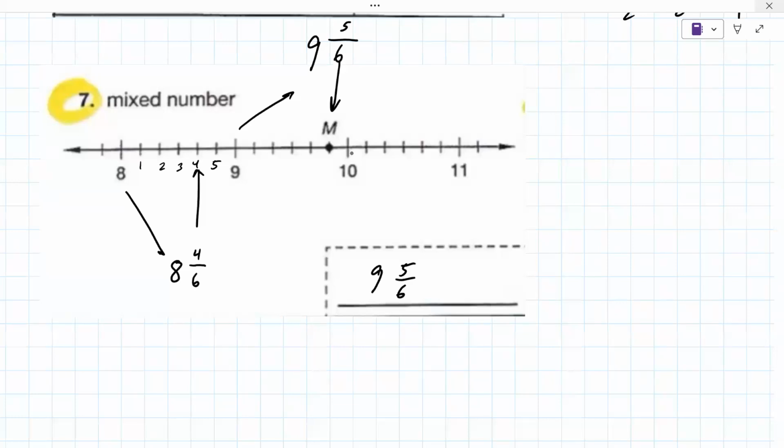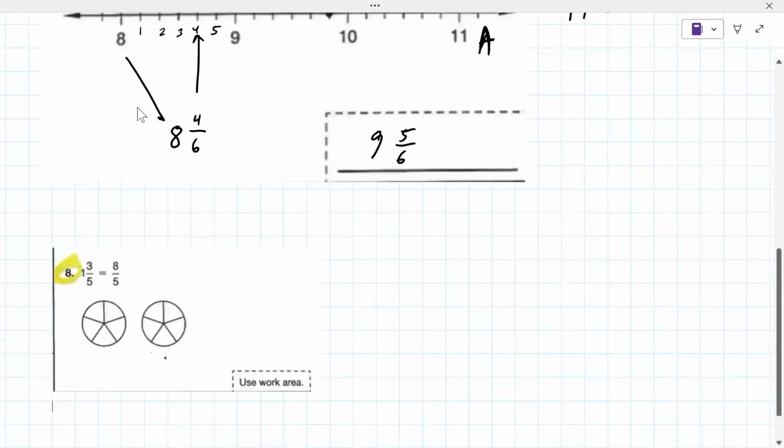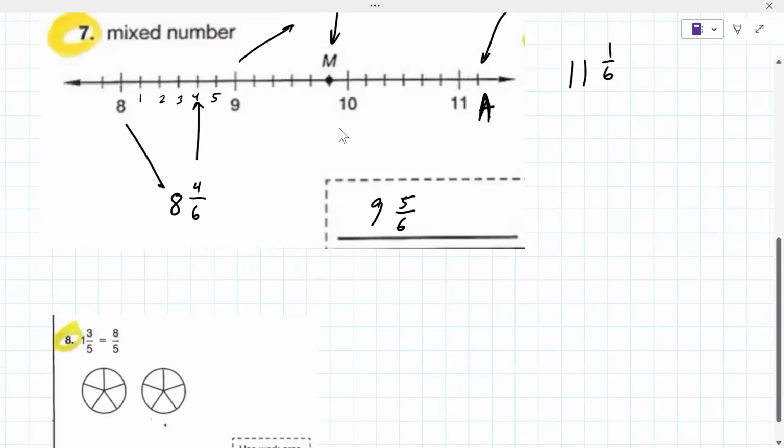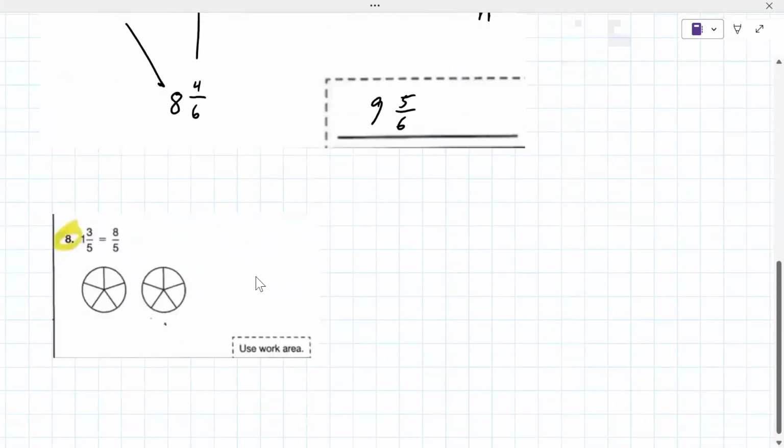Okay, so just to see if this makes any sense here, tell me about A. Give me the mixed number for A. 11 wholes and 1/6. You got it. Very good. Okay. All right, so we'll go to number 8. Is that enough time to write everything down, or do you need me to go back, or do you feel like you have it? I got it. Okay.